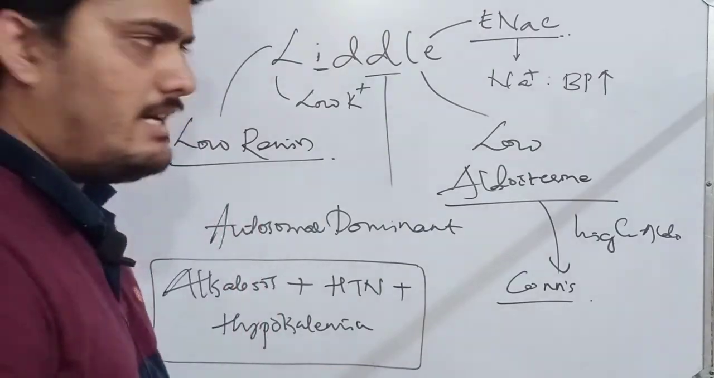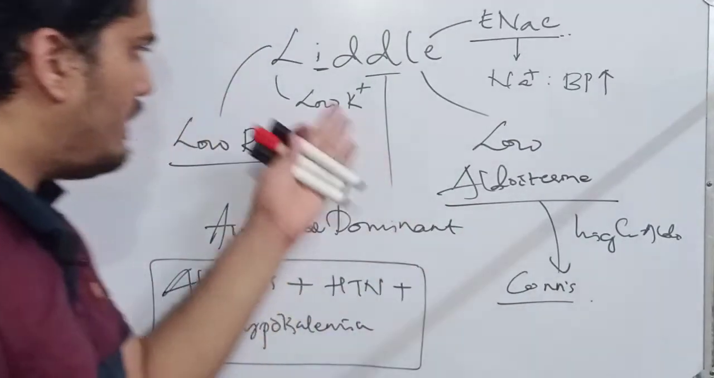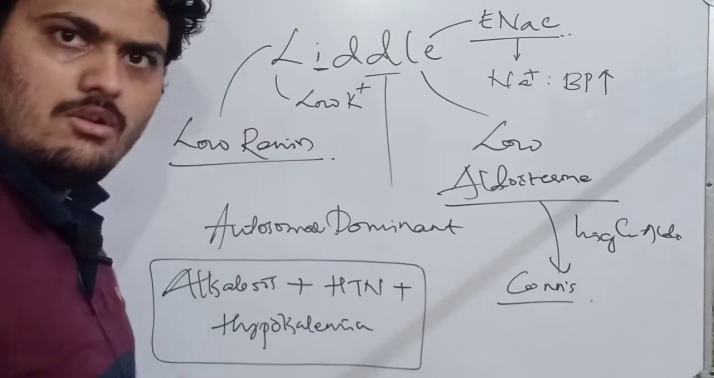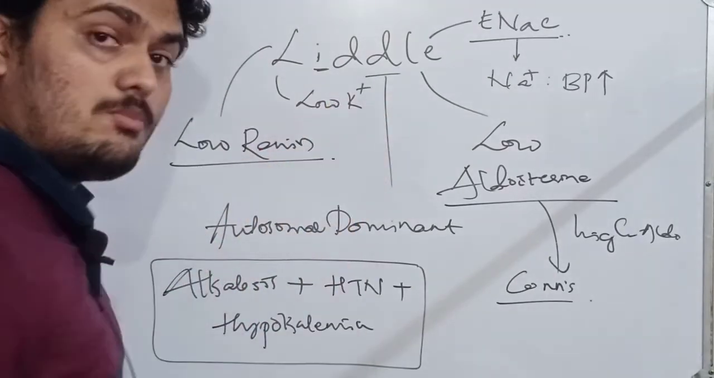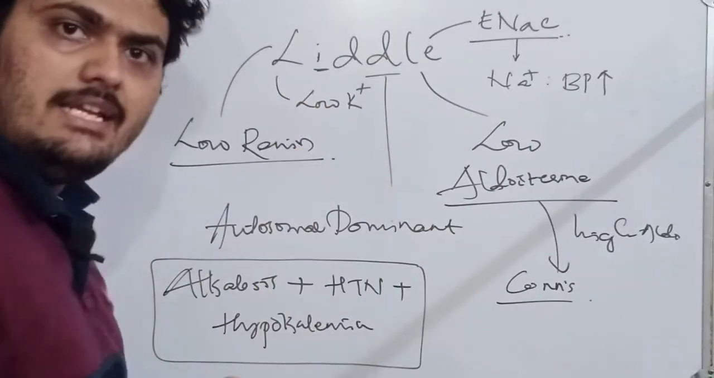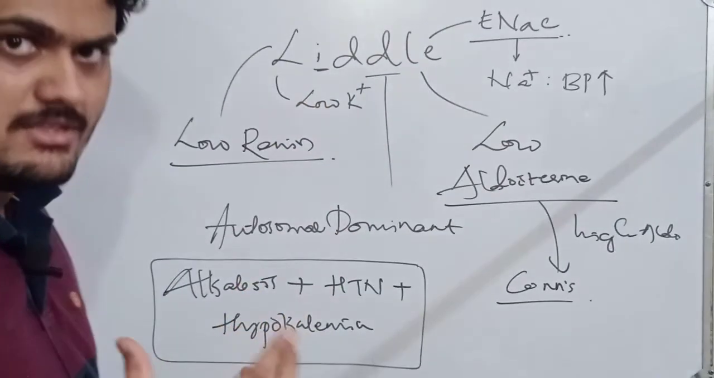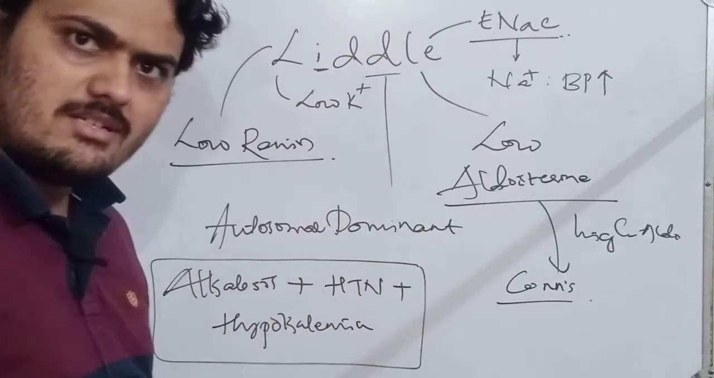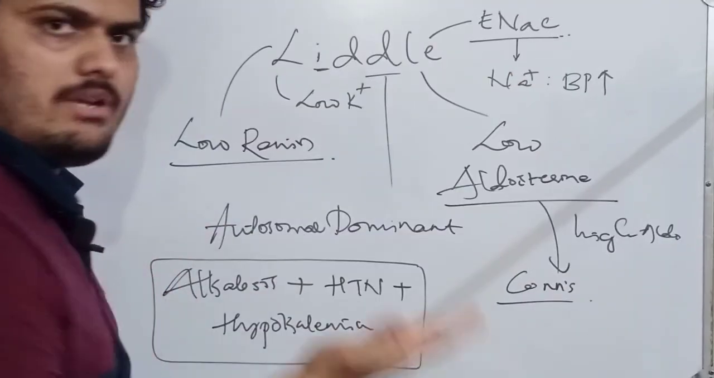So we'll try to understand Liddle syndrome quickly using the mnemonic again. What will L stand for? Low renin. One more L is low potassium, that is nothing but hypokalemia. Then what does I stand for? Increased. What is increased? Blood pressure is increased. Why is blood pressure increased? Because the ENaC channel is overactive.